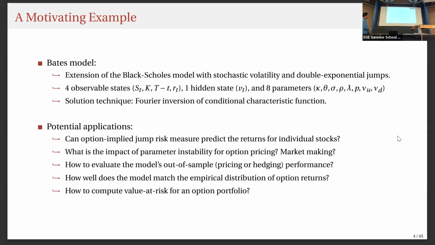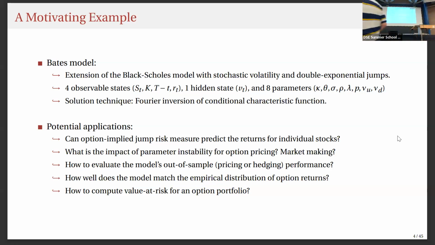Right? We can keep going here. For example, you might be interested in testing whether this model not only generates small pricing errors on the spot, but is also capable of matching the empirical distribution of option returns. Or, the same question, you're calculating the value and risk of an option portfolio. In both cases, you're trying to calculate some kind of distribution of option returns, and typically this is done through simulation. So you're going to have to simulate all the potential paths and calculate the option price on those paths.